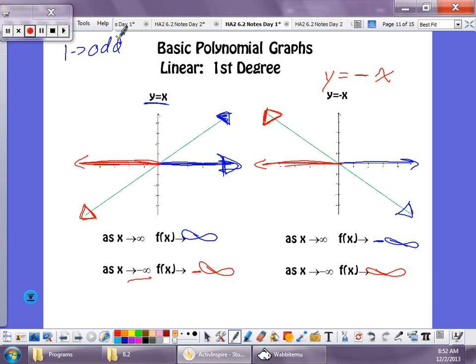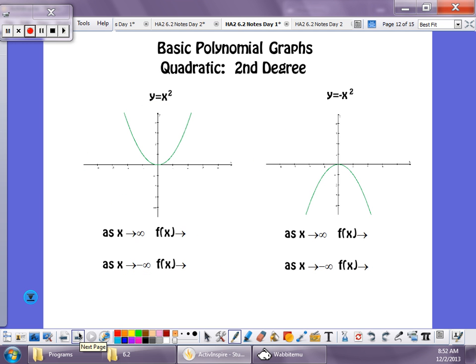All right, next we're going to look at x squared, the second degree. So here, as x goes to infinity, where are my y values going? Infinity, good. And as x goes to negative infinity, as I'm going infinitely to the left, where is my graph going? Are we going up or down? Up, right? To infinity.